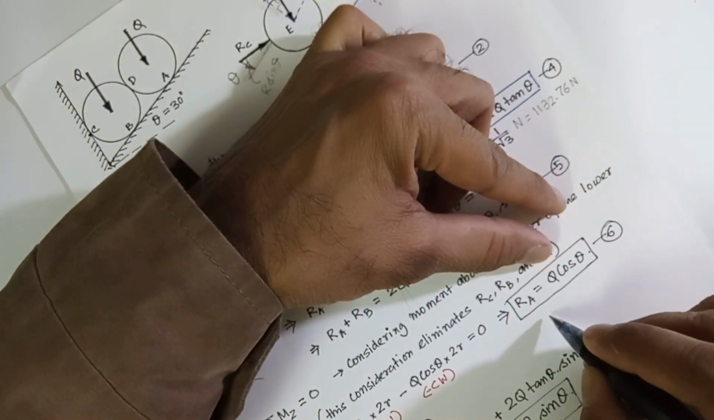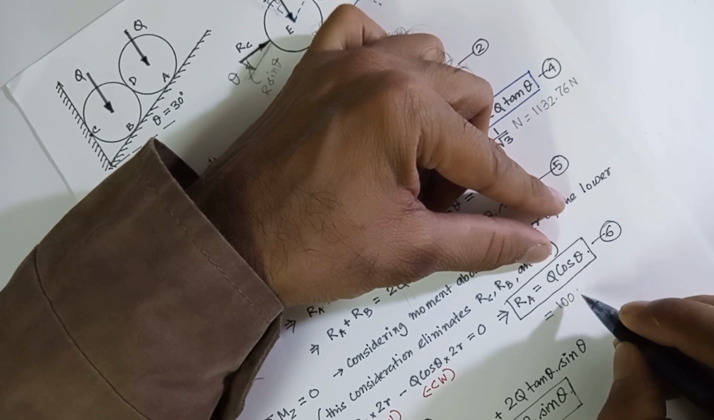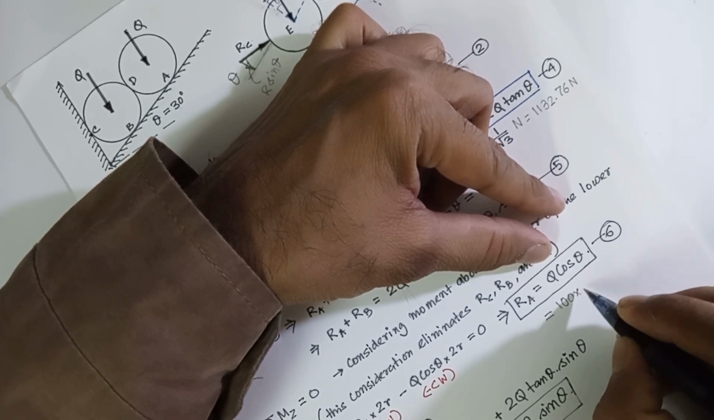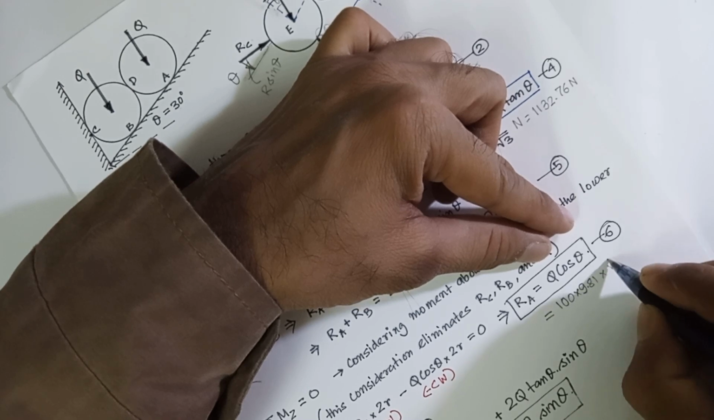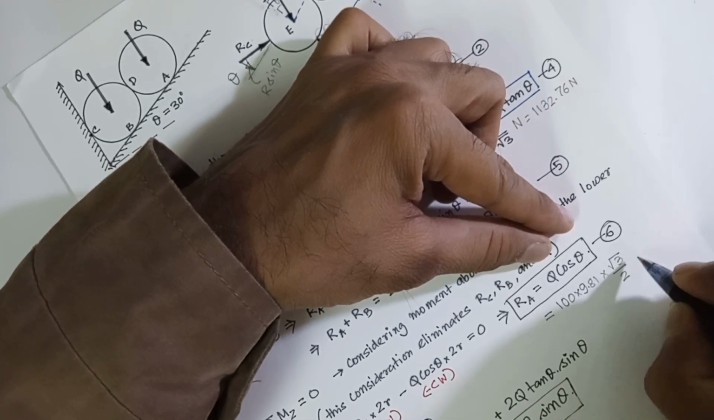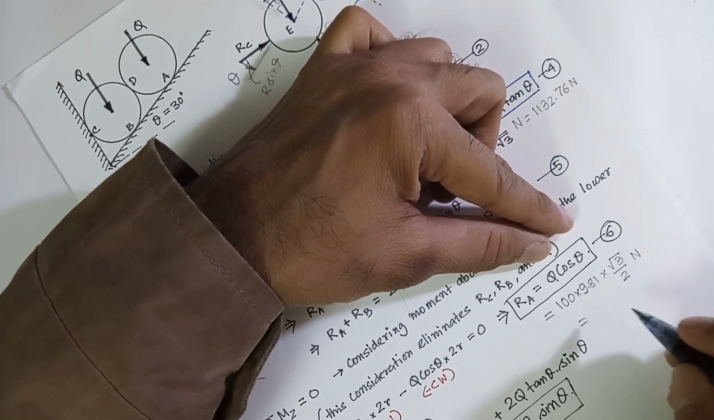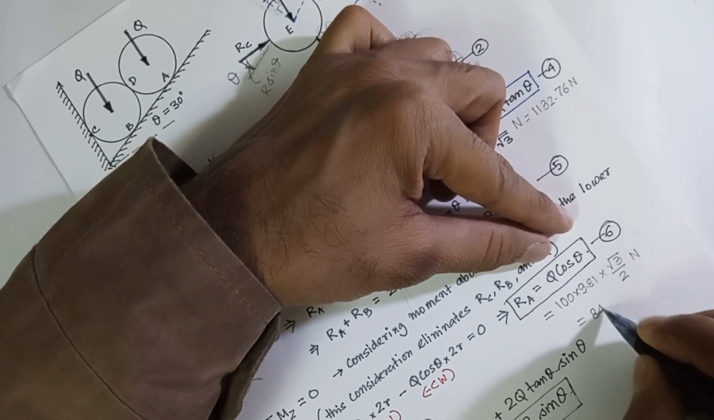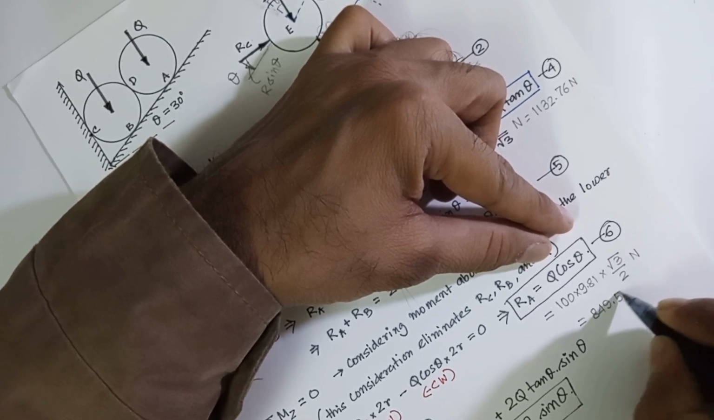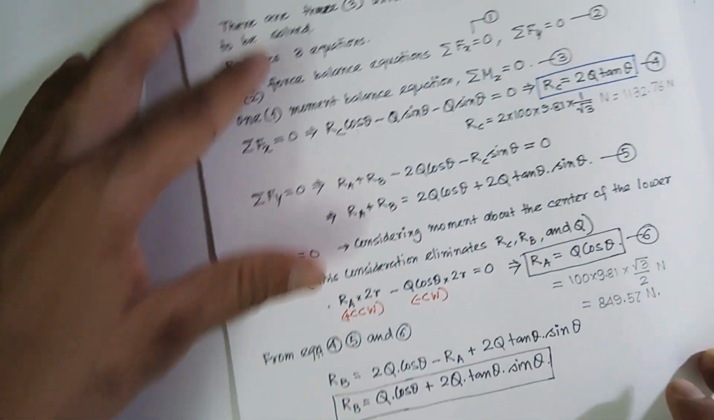So Q is equal to basically how much? 100 kg multiplied by the gravitational acceleration, that is g 9.81, multiplied by cos theta, means basically root 3 by 2 newtons. So we can determine RA to be 849.57 newtons. You can determine.